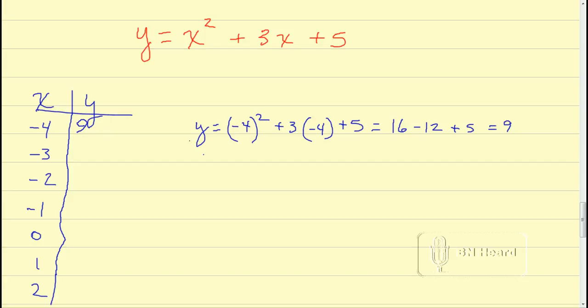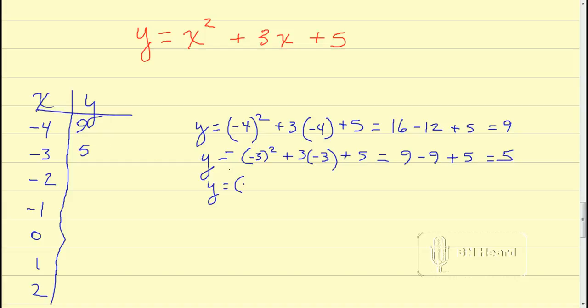Now if x equals -3, I get y equals -3 squared plus 3 times -3 plus 5, which is equal to: -3 squared is 9, because a negative times a negative is a positive. 3 times -3 is -9, and I can't forget about my 5. So 9 minus 9 plus 5 is equal to 5. So x of -3 gives me a y of 5.